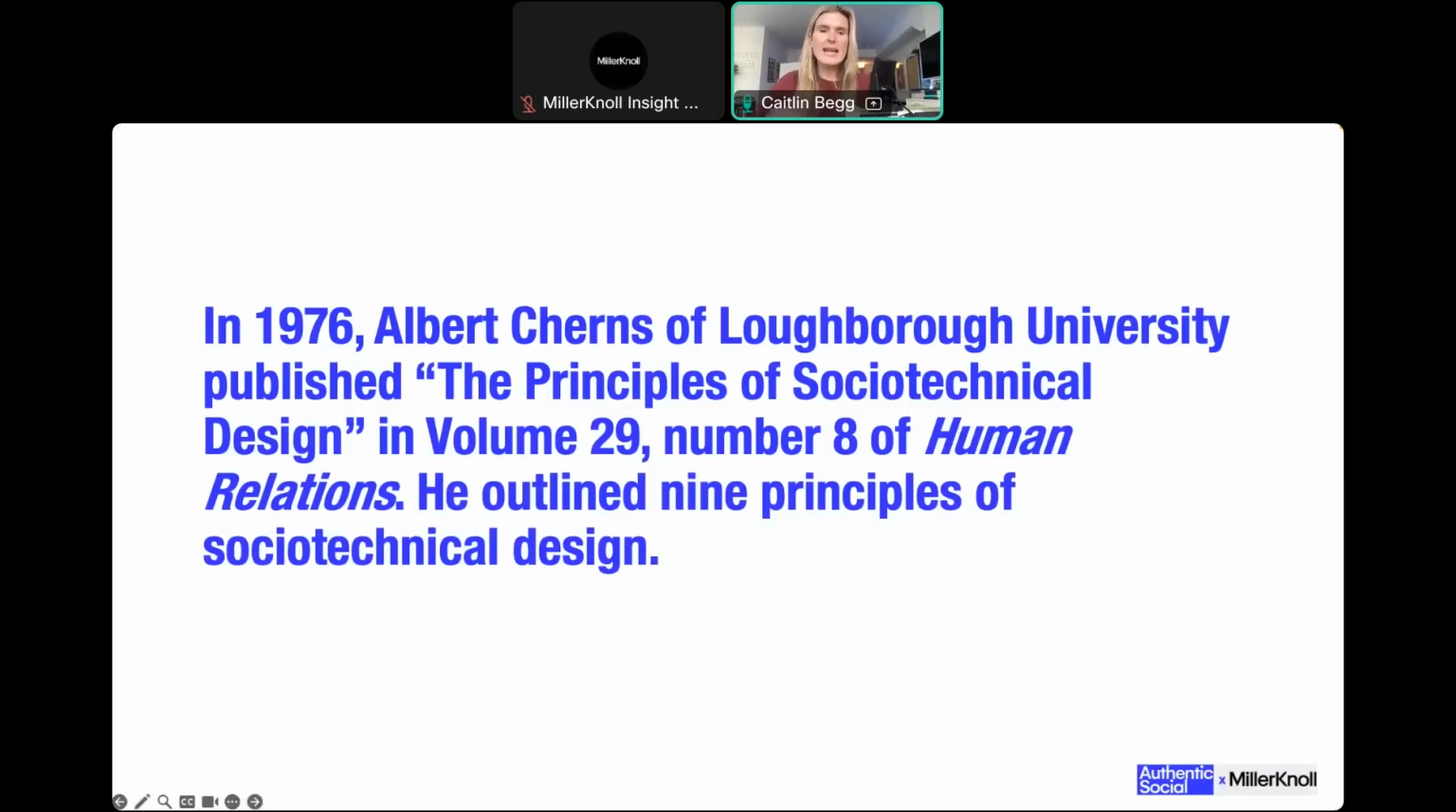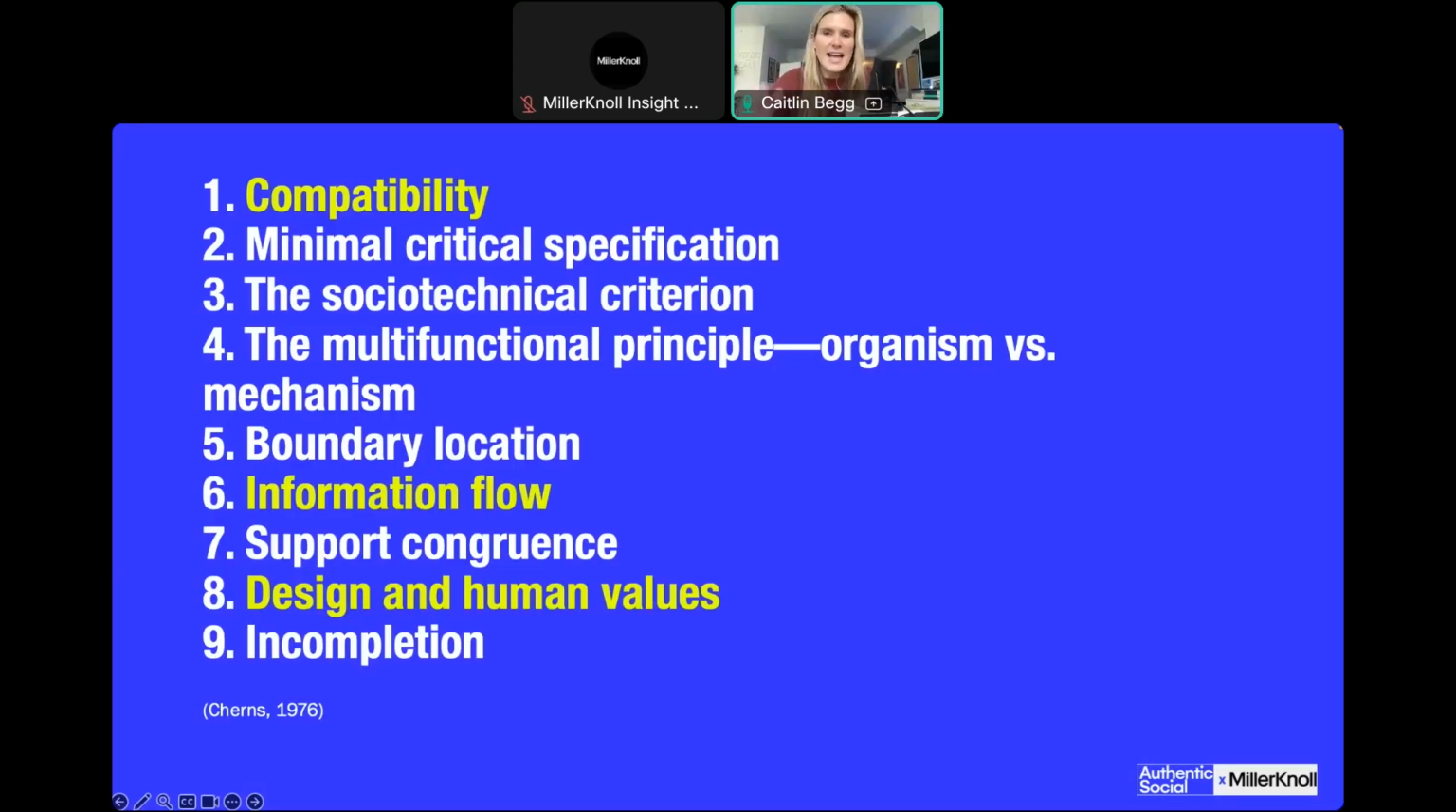So in 1976, Albert Cherns published the Principles of Socio-Technical Design. Now, as is with a lot of academic research, it's great, but it's pretty dense. And when I was reading it, I thought, this stuff is really great, but if we were to apply it to organizations, it would take a really long time. It's very dense, and it doesn't really apply to how things are in 2025.